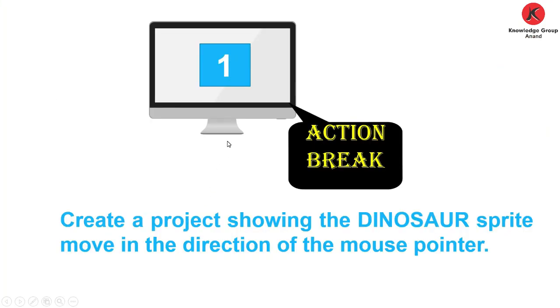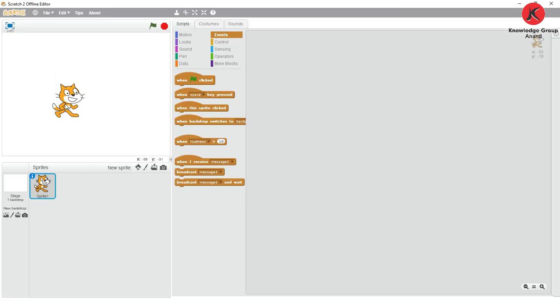Now we are going to learn action break 1. What is that? Create a project showing the dinosaur sprite moving in the direction of the mouse pointer. So let's move to this sprite. Now we are going to delete this sprite. Right click on this and delete. Now what to do? We have to add a dinosaur sprite from the library. So how can we add the dinosaur sprite?